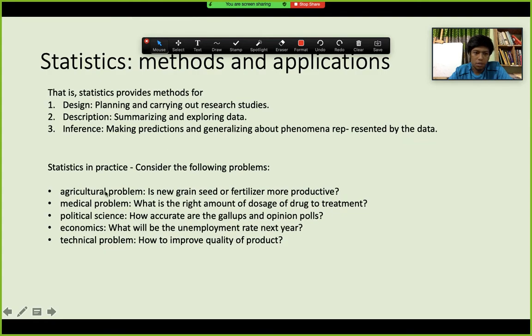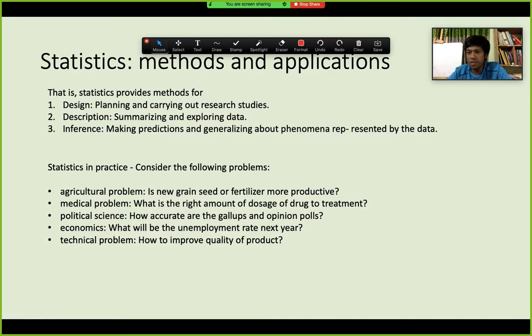And what are the applications of statistics? This is the same thing that we have seen in the previous slide: design, description, and inference. And then consider the following problems. These are the problems where we can see the application of statistics. Suppose agricultural problems, medical problems, political science, economics, technical problems, etc.